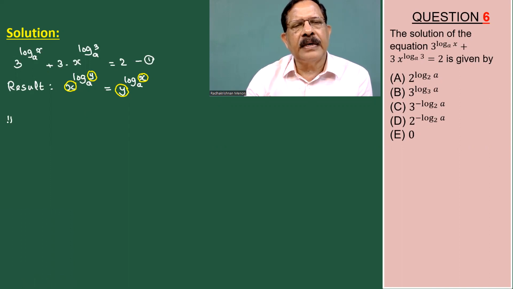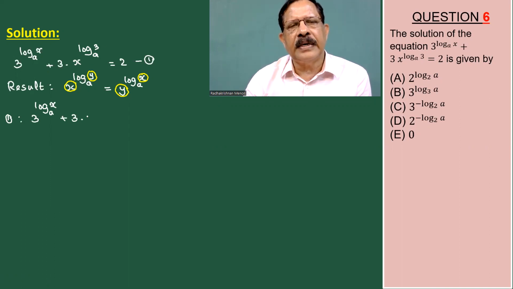Now equation 1 is 3 raised to log x to the base a plus 3 into x to the power log 3 to the base a. x and 3 we are interchanging, so we are getting 3 to the power log x to the base a, and then we can add it. So we are getting 4 into 3 to the power log x to the base a is equal to 2. So we are simplifying it.